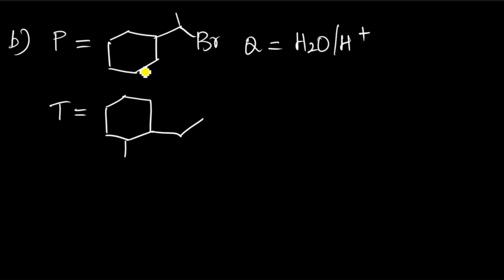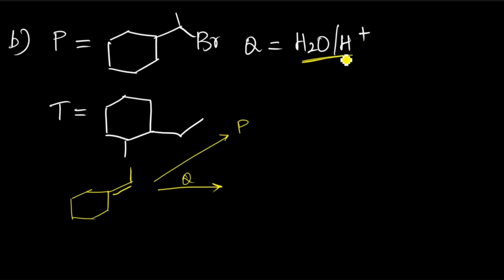Then option B. So let's start again with anti-Markovnikov. How will our C8H14 look? Here it must be a double bond. Sorry, not here. Here it must have had a double bond, which makes P, and in the presence of Q. Q here is H3O+, which is a Markovnikov product, simply HOH addition.